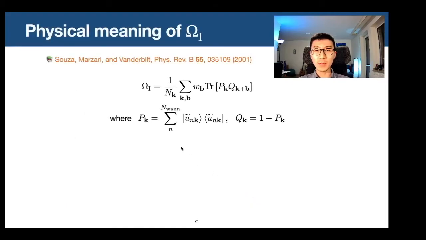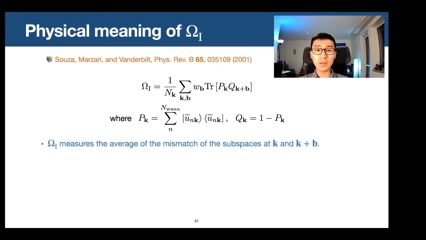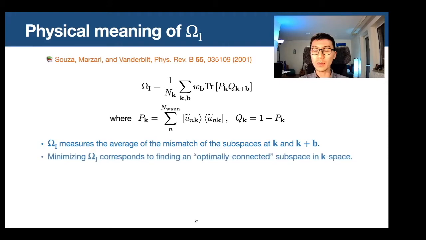So what is the physical meaning of omega, and what do we get if we minimize omega I? If you look at this expression, it basically measures the overlap between the space we defined at k and the complementary space of k plus b. So it's an average of the mismatch of the subspace at k and k plus b between neighbor points. Minimizing omega I leads to finding an optimally connected subspace in k-space.